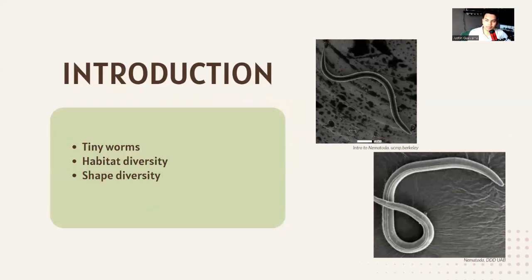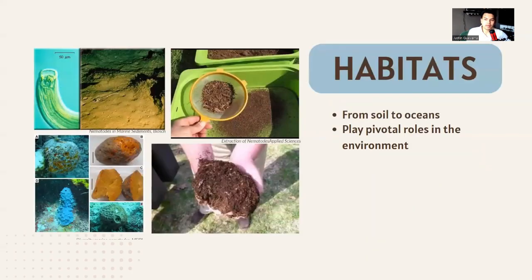Nematodes are microscopic worms that inhabit diverse environments worldwide. They come in various shapes, sizes, and colors. Despite their generally small size, nematodes are incredibly diverse, with over 25,000 known species identified so far. They can be found in soil, fresh water, marine environments, and even inside other organisms like plants and animals.